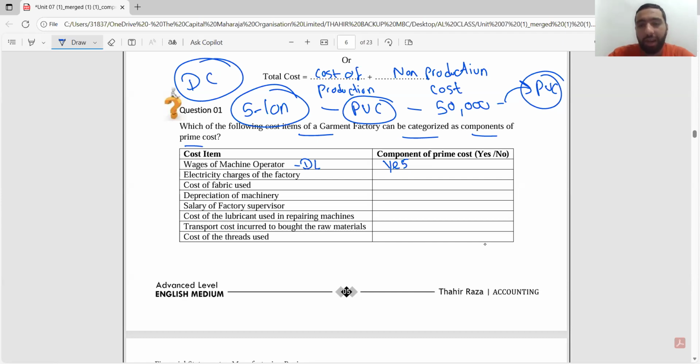Electricity is for the entire factory, right?